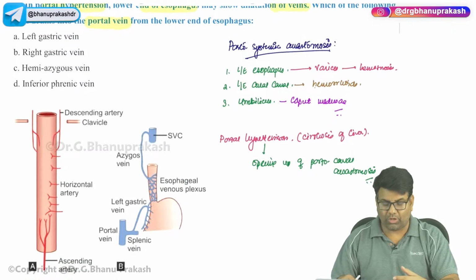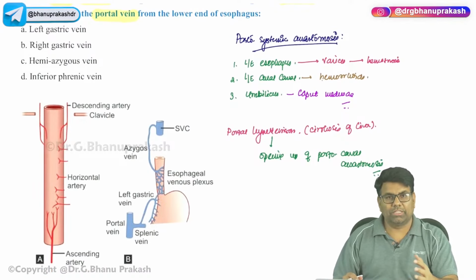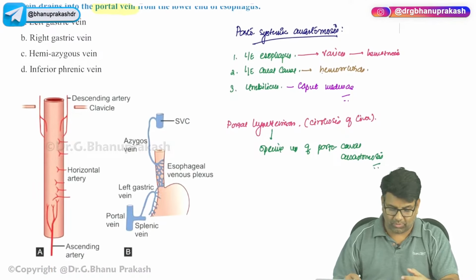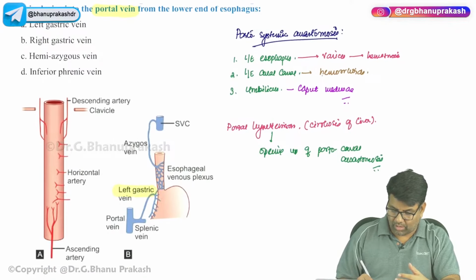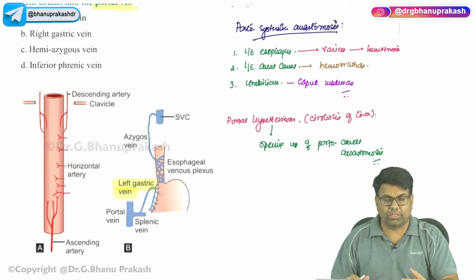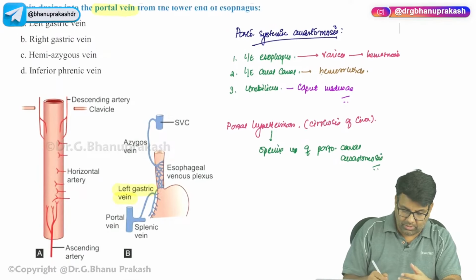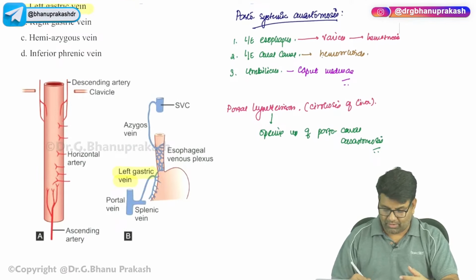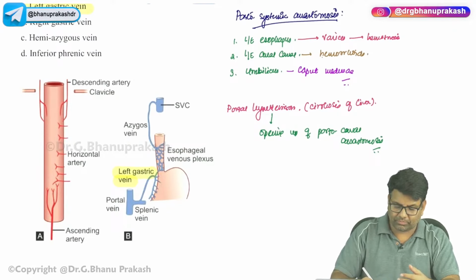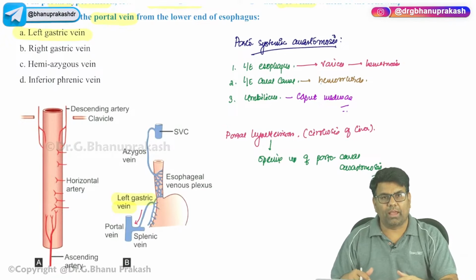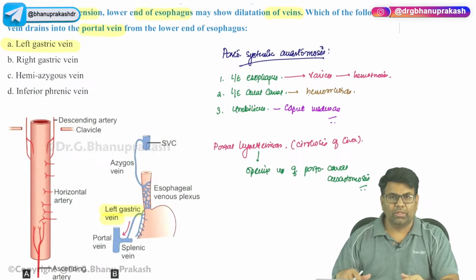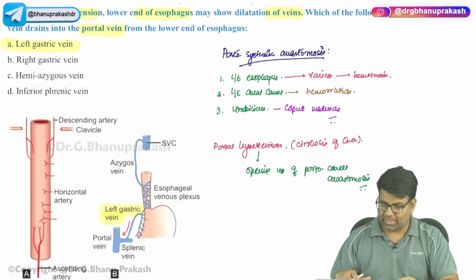So there are veins which contribute to this portocaval anastomosis. One is from the systemic circulation and another is from the portal circulation. In the case of the lower end of esophagus, the vein which is related to the portal system of venous drainage is the left gastric vein. As you can see, it goes and drains into the portal vein. So this concept is very important from the portal hypertension point of view.